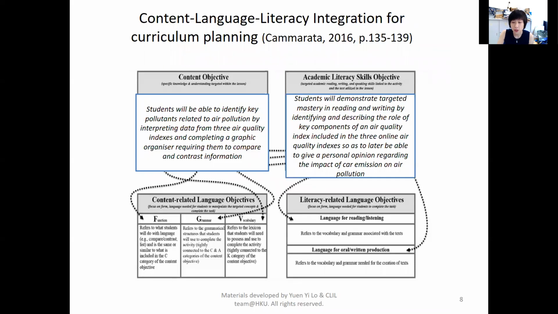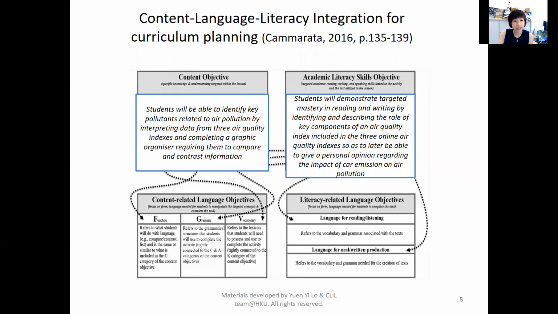For academic literacy skills objectives, students will demonstrate targeted mastery in reading and writing by identifying and describing the role of key components of an air quality index included in the 3 online air quality indexes, so as to later be able to give a personal opinion regarding the impact of car emission on air pollution.